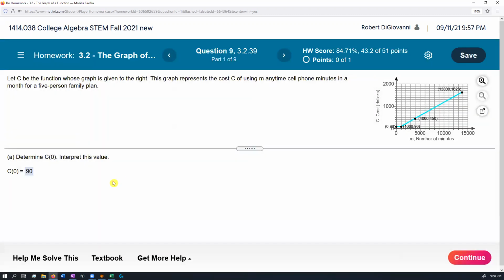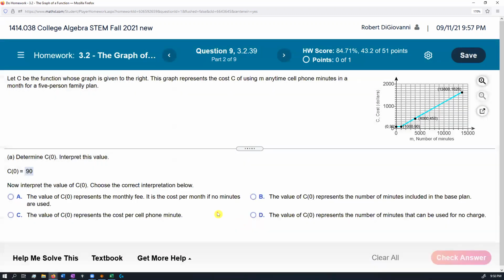Interpret the answer. Do they want us to actually interpret? The value represents the monthly fee. It is the cost per month if no minutes are used. C of 0 represents the cost per cell phone? No. Represents the number of minutes? No. The number of minutes that can be used? No. No matter what you do, zero minutes or more, you're going to have to pay $90. So this is like a fixed cost. You could look at it as a monthly fee.